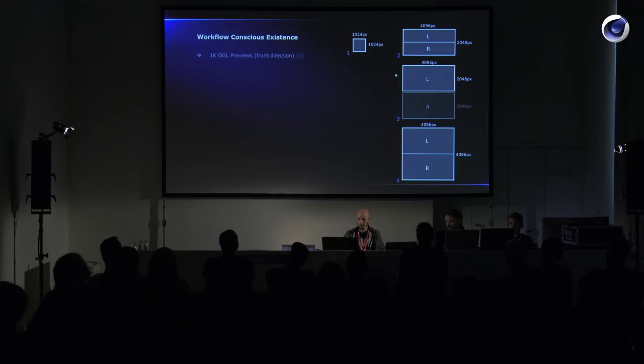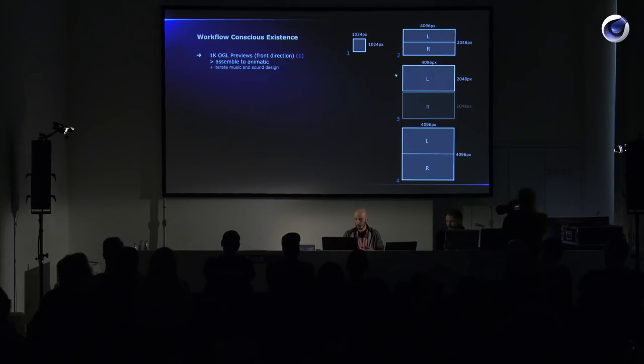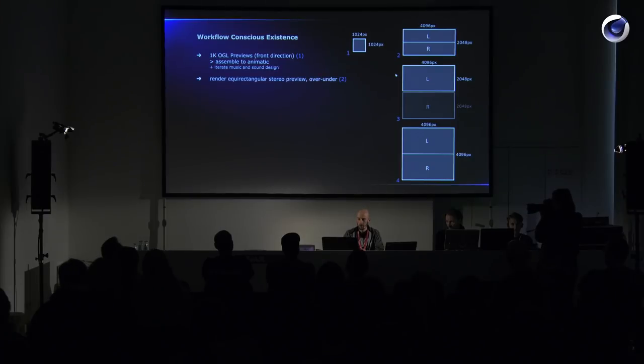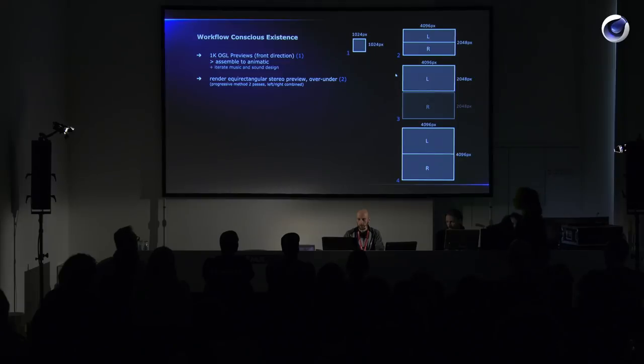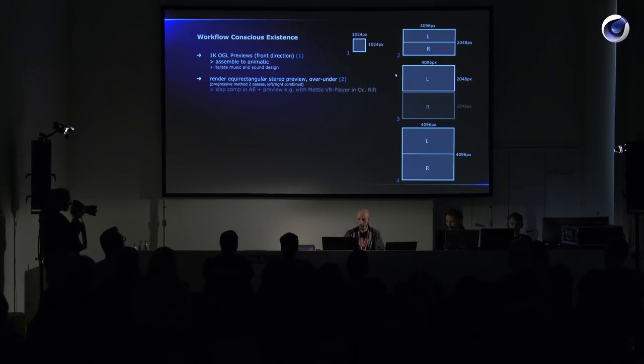My workflow for this film was that I would create 1K OpenGL previews from the front direction in order to flesh out the animatic and iterate the music and sound design, so they could do iterations really quickly. Then I would render out an equirectangular stereo preview in one video, a really rough rendering using the progressive mode with two passes. Then I would do a slap comp on that in After Effects and preview this with the Metal VR player in my Oculus Rift to check the speed and the stereoscopic depth of the image.